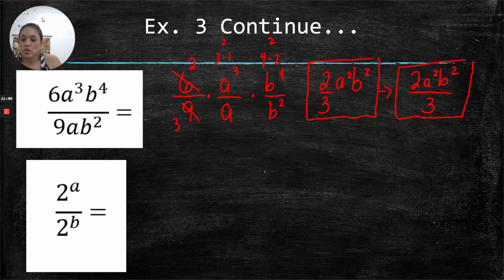Now I have 2 to the a power divided by 2 to the b power. Bases are the same, so let's apply the quotient rule where we subtract the exponents, and it will simply be this, because we are working with variables, 2 to the a minus b power. That is my answer.